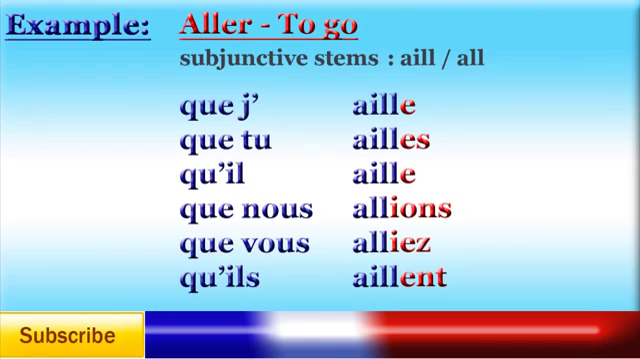Here's the verb aller, to go, in the subjunctive. In the subjunctive, the verb aller has two stems, aill and all for the nous and vous forms. Que j'aille, que tu ailles, qu'il aille, que nous allions, que vous alliez, qu'ils aillent.